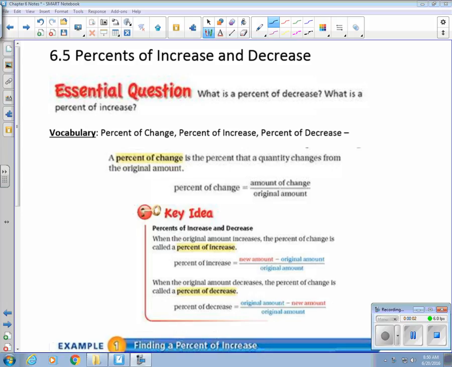This lesson is Chapter 6, Lesson 5, Percents of Increase and Decrease. The essential question for this lesson is, what is a percent of decrease and what is a percent of increase?